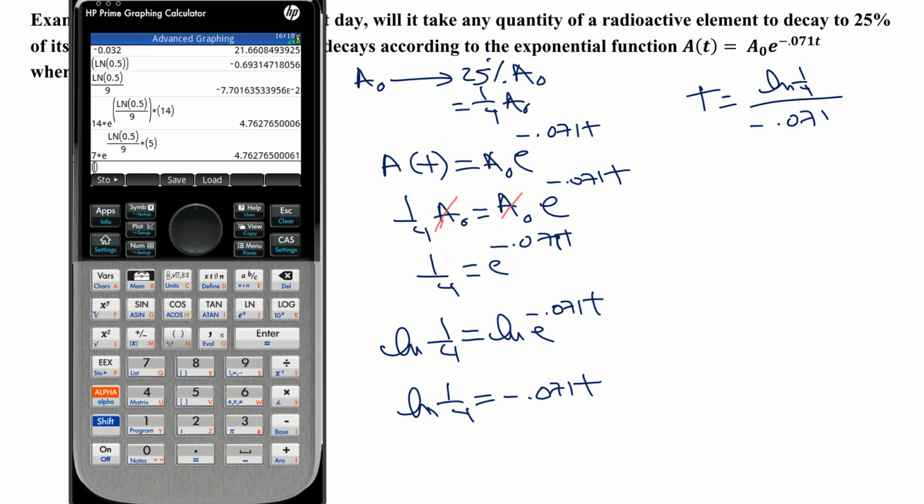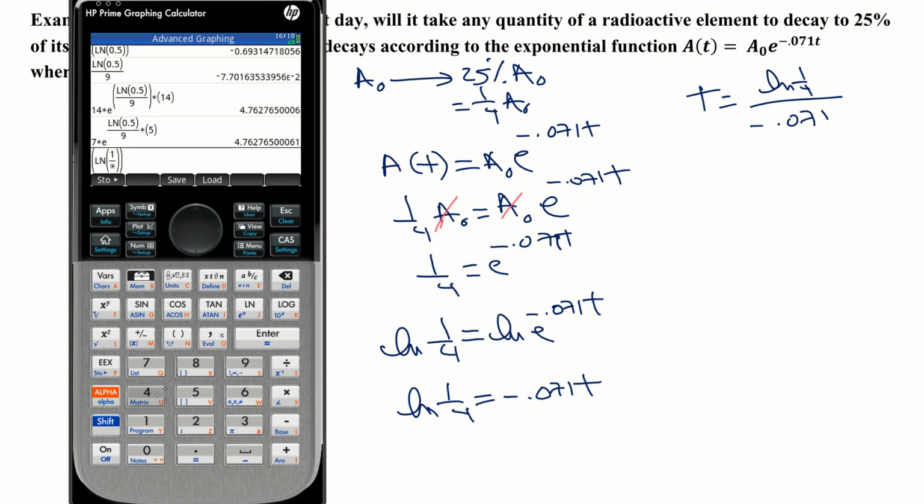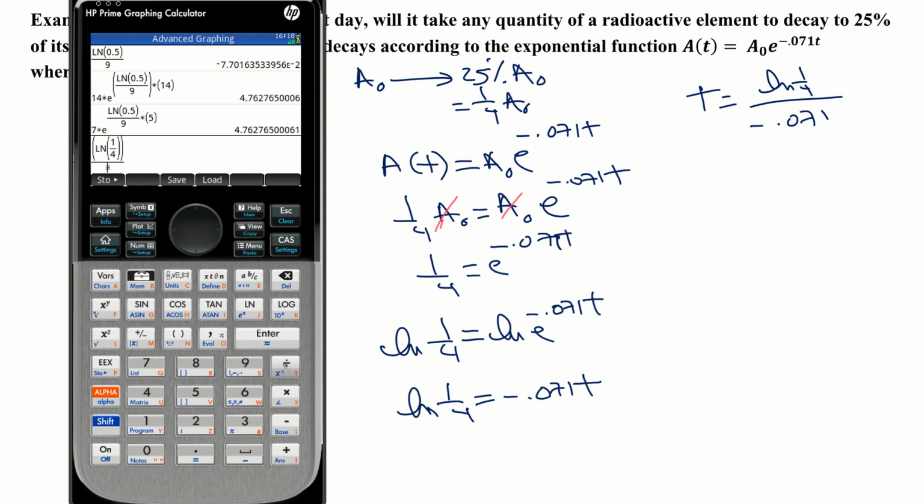So we'll start with parentheses for the numerator. So we get ln of 1/4, and we'll exit all of those parentheses now, both of them I should say. And then we'll go ahead and say divided by negative 0.071. Quick check to make sure we typed it in correctly.